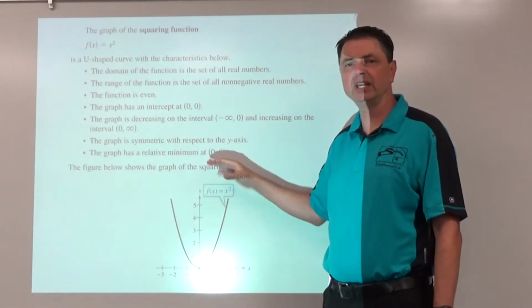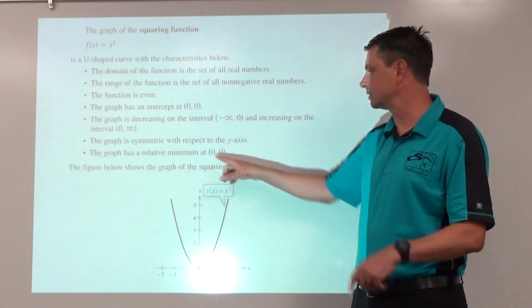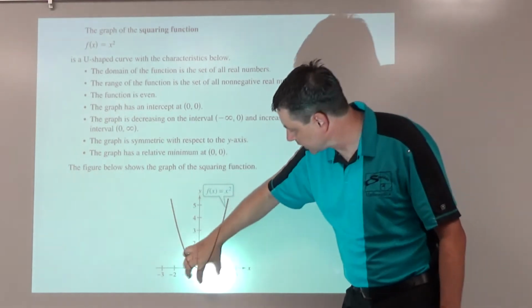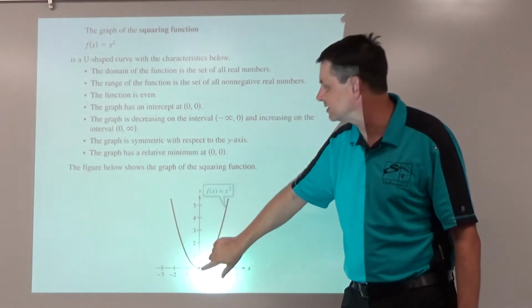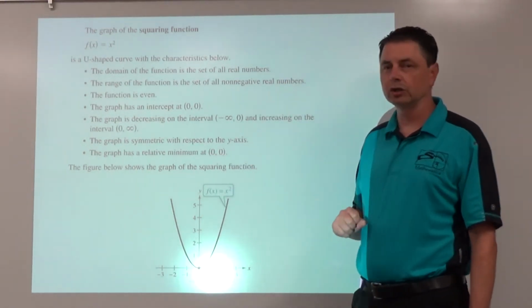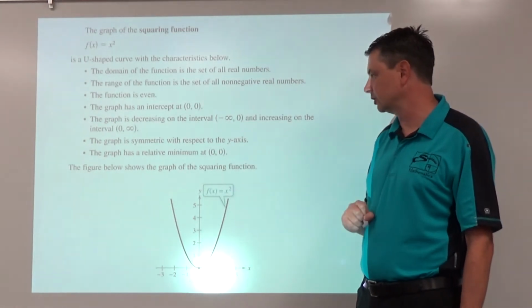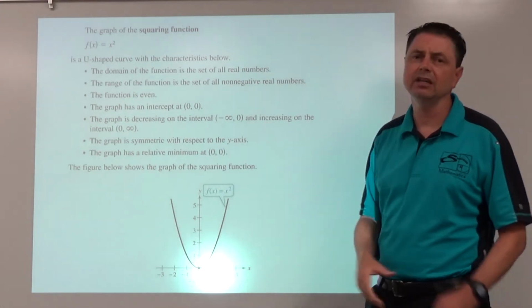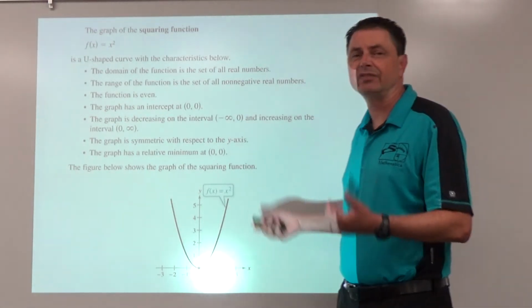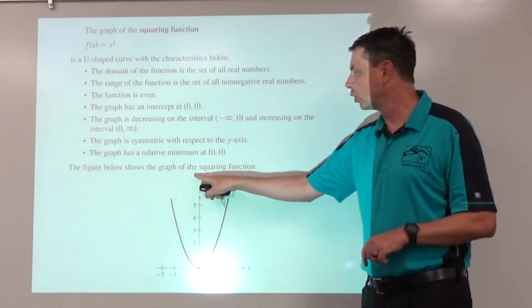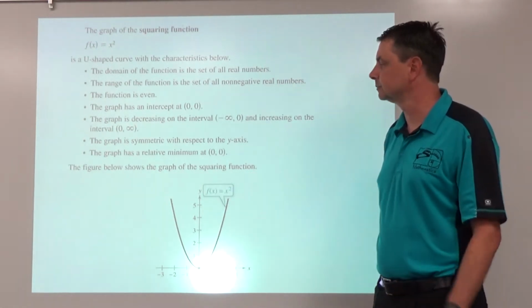A relative minimum means on a small window, what's the lowest it could go? Well, if we just look in this area here, the lowest that it possibly goes is 0, comma 0. So there's a minimum of 0 at 0. And that's the very common f of x equals x squared, or they will say squaring function.